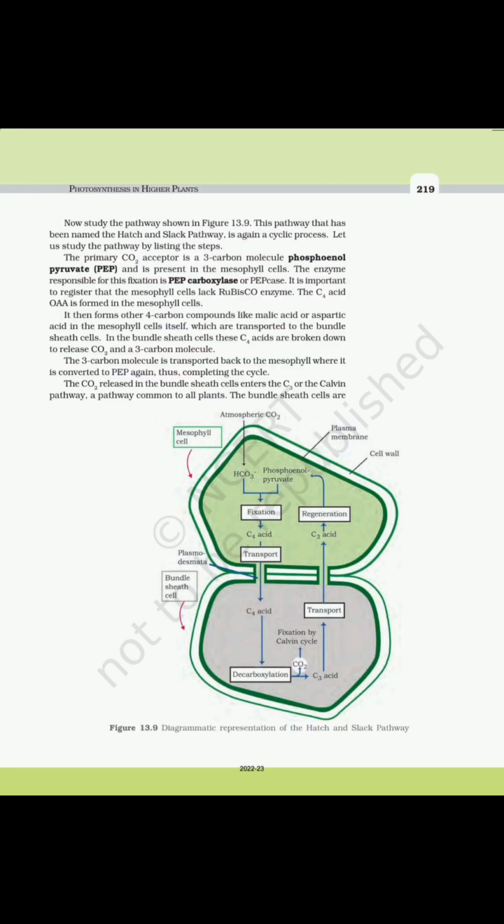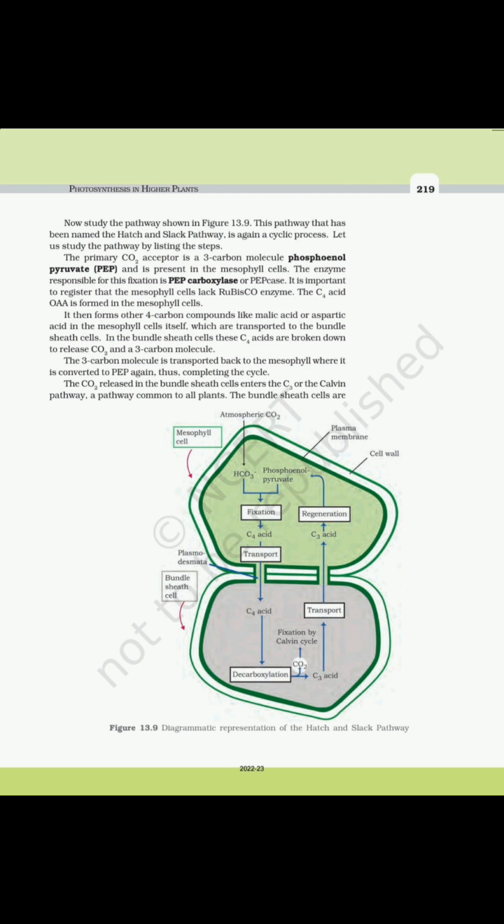Now study the pathway shown in figure 13.9. This pathway, that has been named the Hatch and Slack pathway, is again a cyclic process. Let us study the pathway by listing the steps. The primary CO2 acceptor is a 3-carbon molecule phosphoenol pyruvate, PEP, and is present in the mesophyll cells. The enzyme responsible for this fixation is PEP carboxylase or PEPcase. It is important to register that the mesophyll cells lack the Rubisco enzyme.